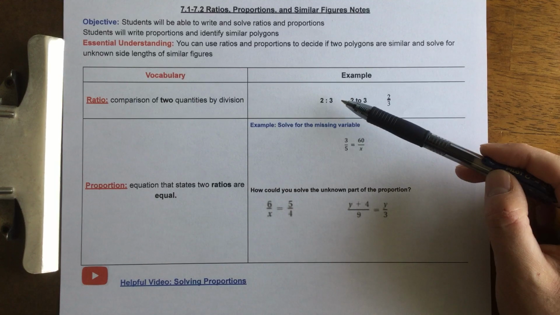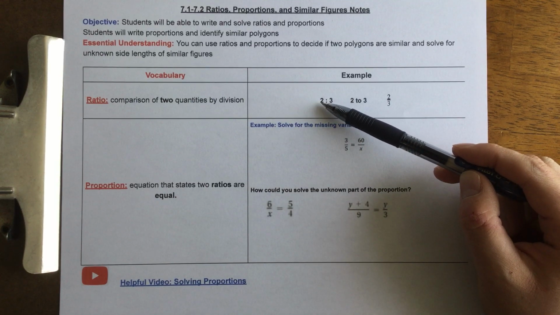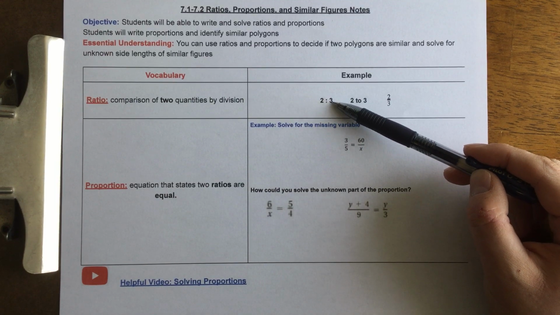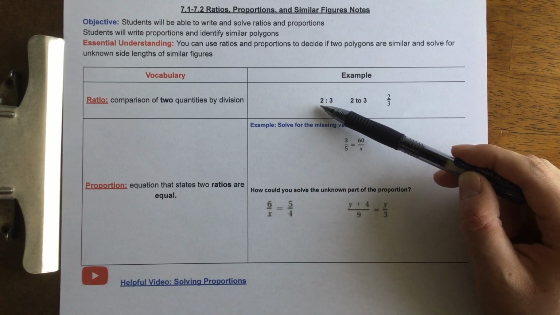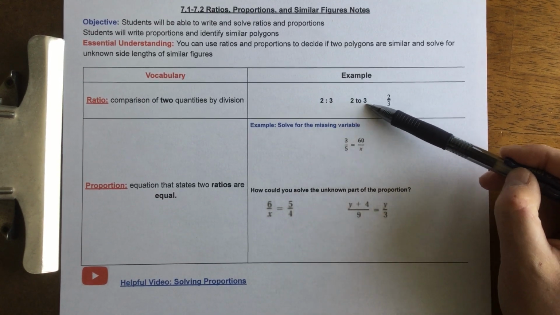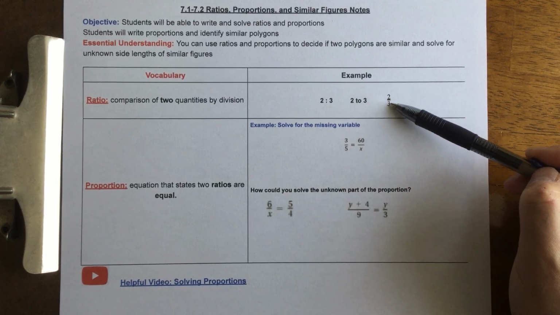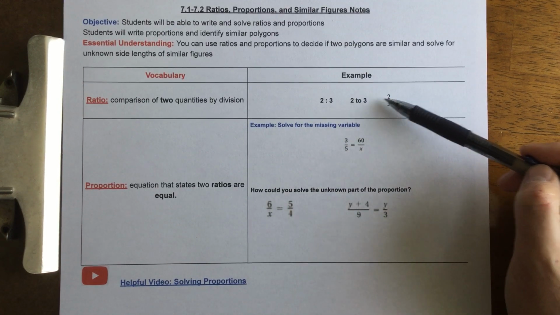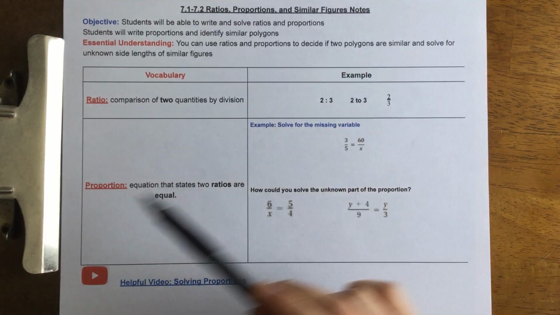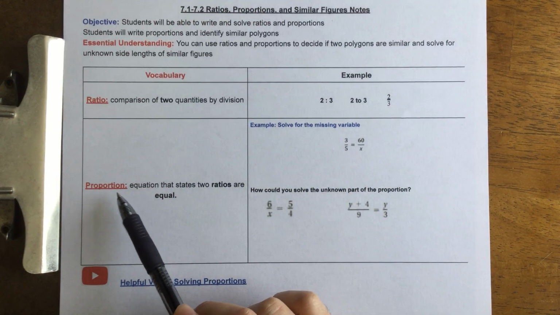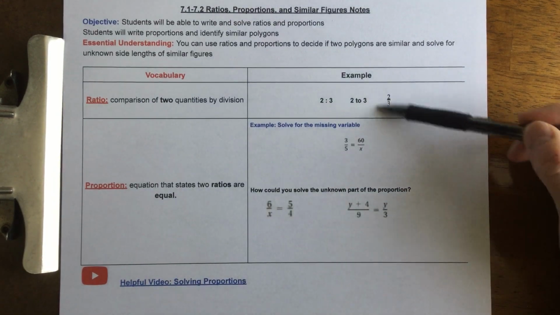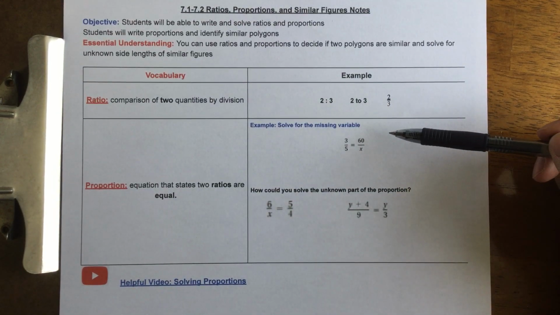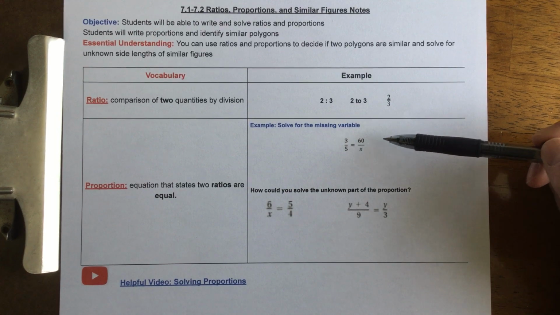You can write that three different ways. You can write that with the number, the colon symbol, and then the number again. You can use the word "to", so we read this as 2 to 3, or 2 thirds, which is the fraction, by division. So a proportion is an equation that states two ratios are equal. So taking one ratio and setting it equal to another, or an equivalent ratio.